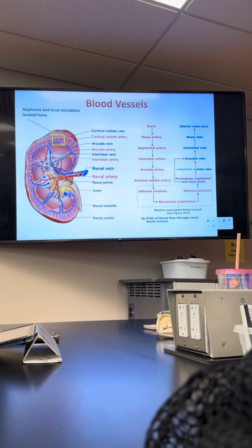What is that thing on the side? That's the distal convoluted tubule. We are going to go over why it's attached there. Show me afferent, efferent, and glomerulus. There you go. Good. Okay.